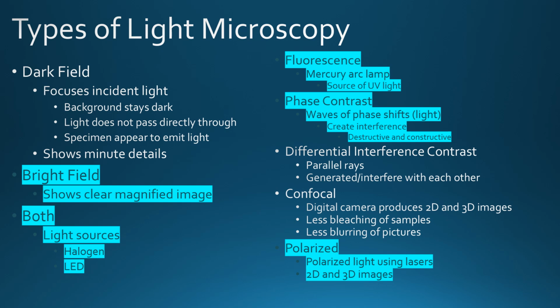In confocal microscopy, there's typically less bleaching, which can preserve a sample, and there's also less blurring of pictures, which can make it easier to document and to dissect what's going on with a particular specimen. It makes it easier to observe. It makes it easier to analyze. And in polarized microscopy, polarized light coming from lasers creates two-dimensional and or three-dimensional images.